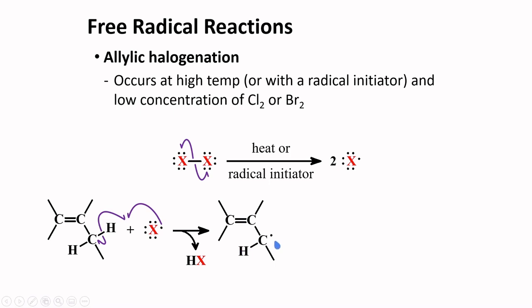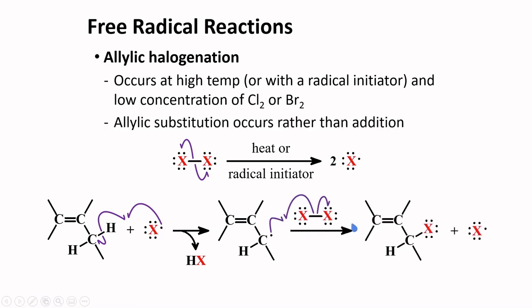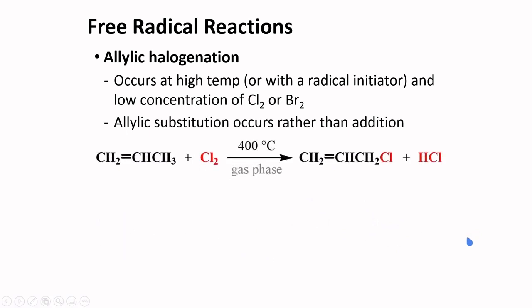This allyl radical is stable because of resonance, and this radical can again interact with another molecule of the halogen via a free radical mechanism to form the allyl halide. This halogen radical species can participate in another cycle of this free radical reaction. And so, when you react propene with chlorine at 400 degrees C, allylic halogenation occurs. Chlorine becomes attached to the sp3 carbon right next to the double bond.